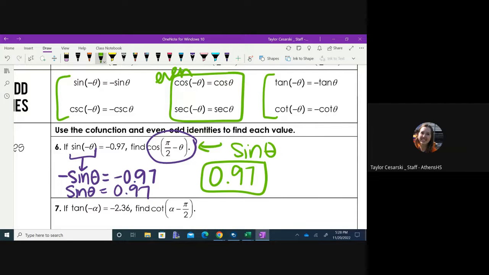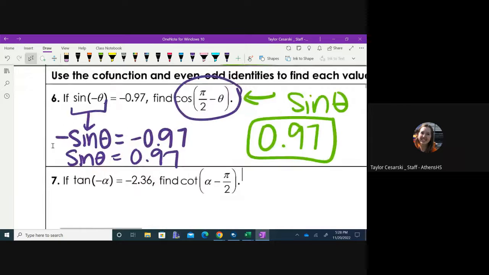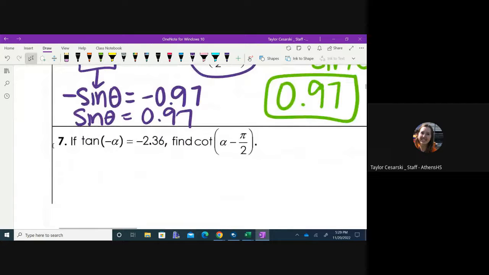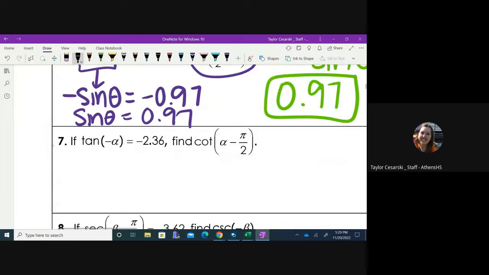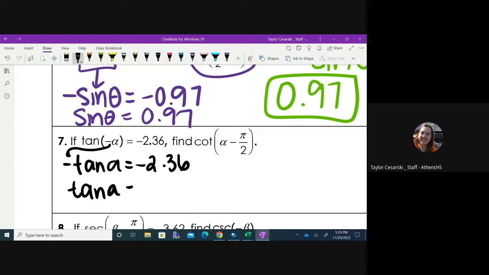All right, let's look at another one. Tangent of negative alpha. You can just use A if you want. So I know tangent is odd, so that means negative tangent of A is negative 2.36. I can pull that negative out front since it's odd. Well, if negative tangent of A is negative 2.36, that means tangent of A is 2.36.